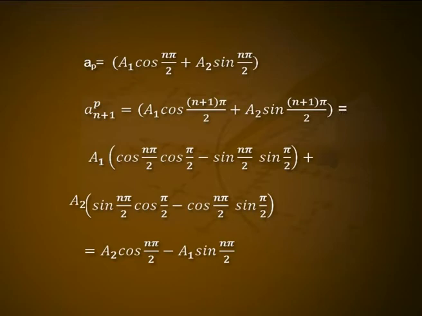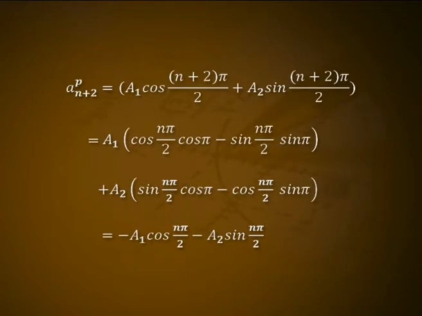Now, a_(n+1)^p = A1 cos((n+1) pi/2) + A2 sin((n+1) pi/2). That is, A1 [cos(n pi/2) cos(pi/2) - sin(n pi/2) sin(pi/2)] + A2 [sin(n pi/2) cos(pi/2) + cos(n pi/2) sin(pi/2)], which is equal to A2 cos(n pi/2) - A1 sin(n pi/2).